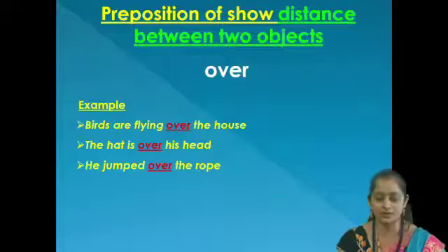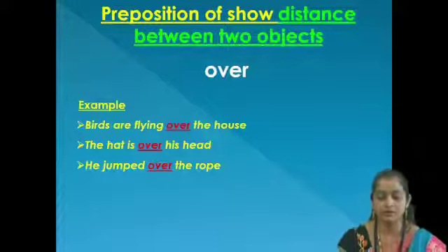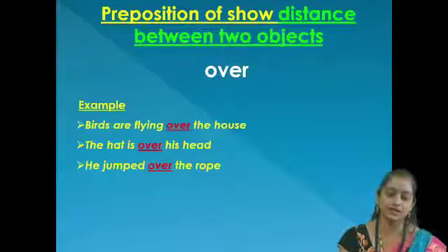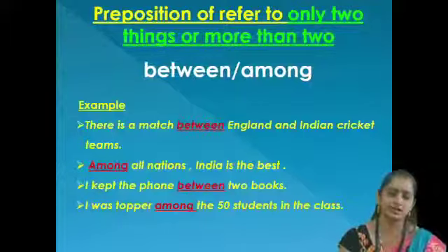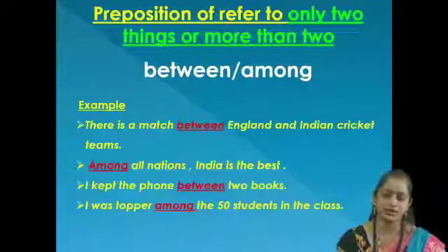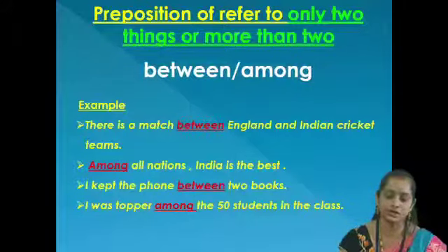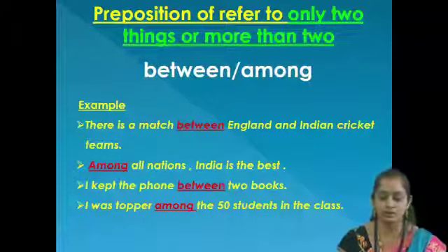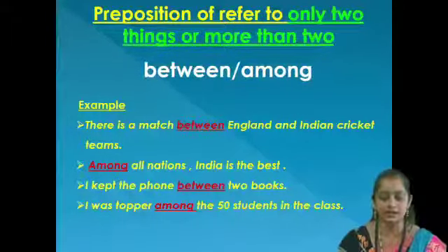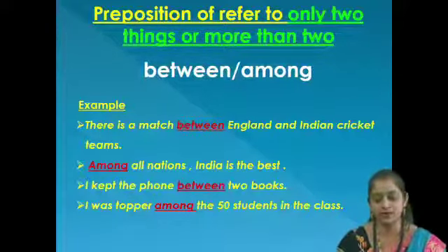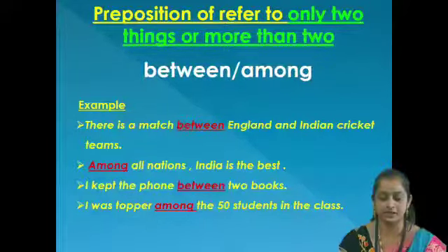Third example is he jumped over the rope. Here, the preposition is over and it indicates distance between two objects. Next one is preposition referring to only two things or more than two. For example, there is a match between England and Indian cricket teams. Here, the preposition is between and it indicates only two things, the England and Indian cricket teams.